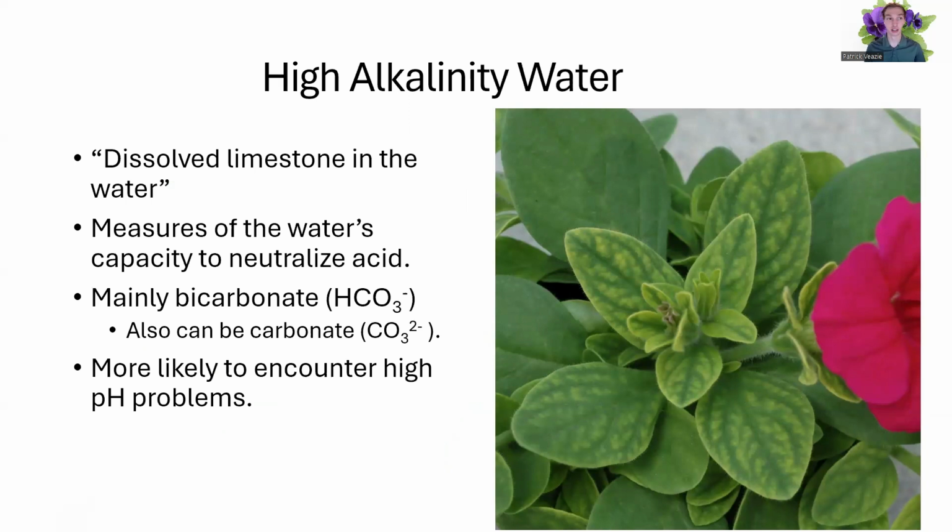Now, in high alkalinity water, you essentially have a lot of dissolved limestone within the water. And this measures the water's capacity to neutralize acid. It's generally mainly bicarbonate and also carbonate as well. We're more likely to encounter high pH problems compared to low. So look for that interveinal necrosis of the upper foliage associated with iron deficiency.